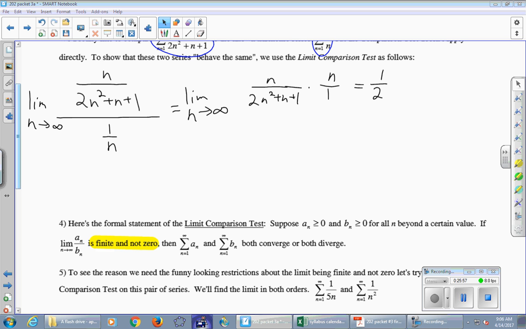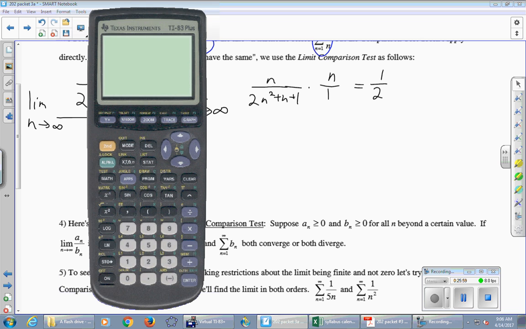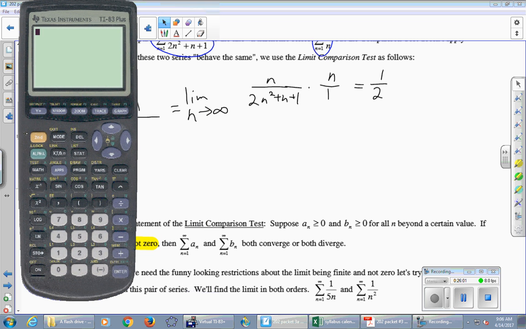Let's do a calculation here. So it's n squared on top, right? And 2n squared plus n on the bottom. So x squared on top, and then 2x squared plus x plus 1. Do I have that right? Nope. How about that? Nope. How about that? Good. Okay, so this thing.